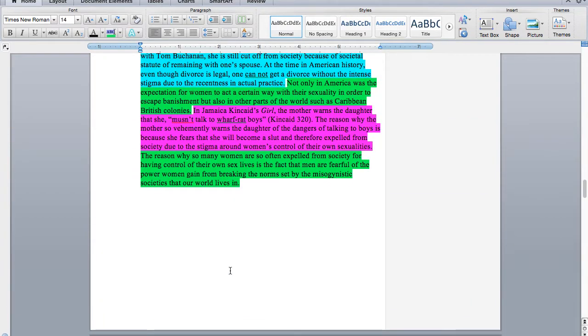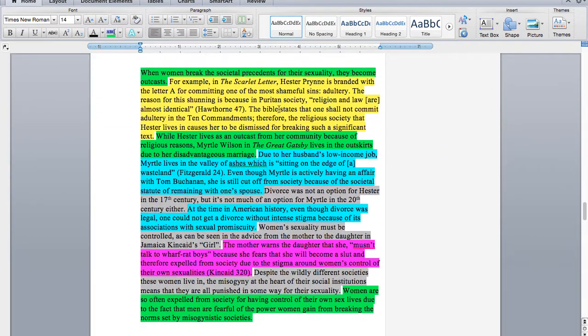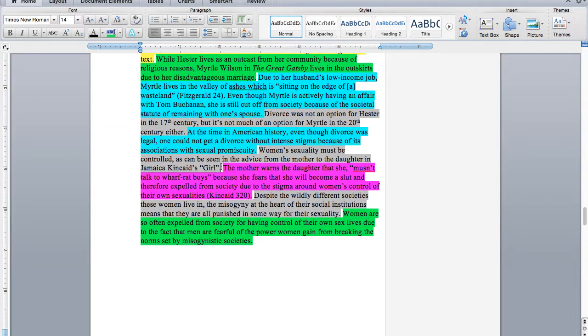In the original version, it had the idea of contrasting America with the Caribbean British colonies. But here, I've focused on this idea that women's sexuality must be controlled, and I've moved the idea of wildly different societies, the Caribbean British colonies, the 17th century, 20th century America, to the end here, and I've expanded it. Before, it just kind of jumped from America to the Caribbean, and you kind of lost that sense of Hester. This brings Hester along all the way throughout.